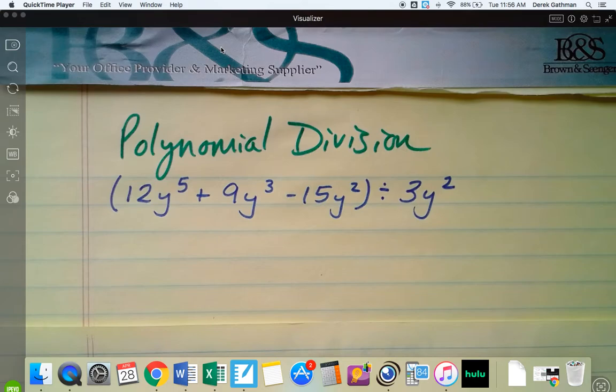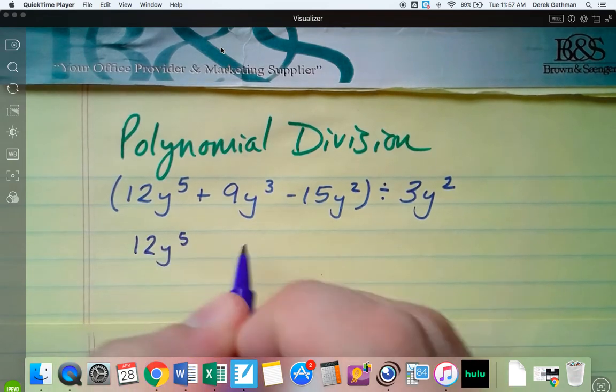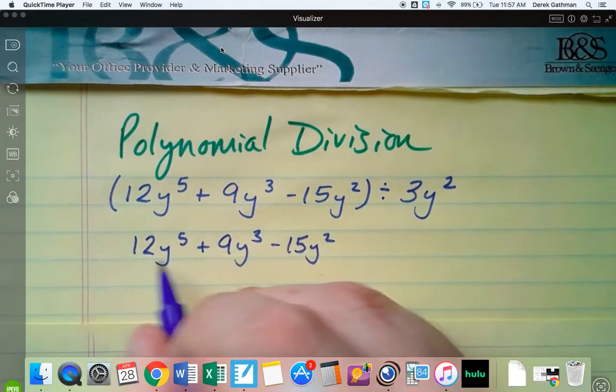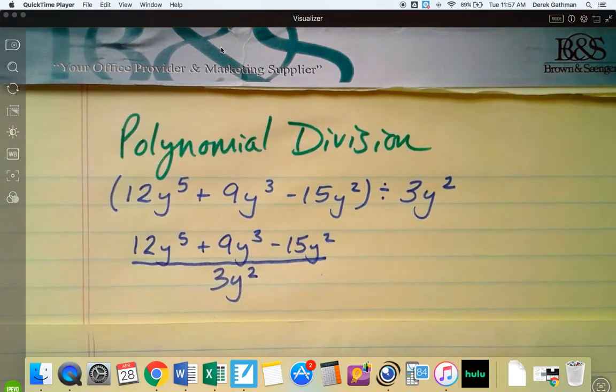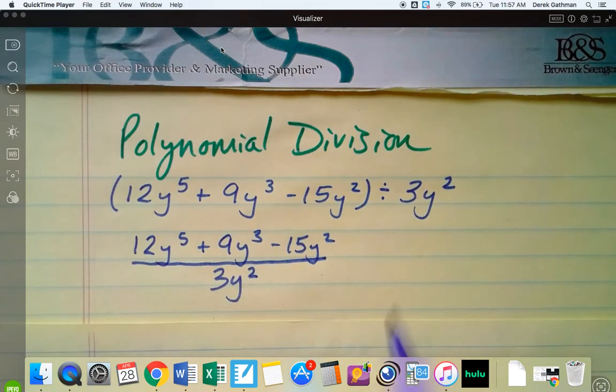So you're going to see a lot of problems like this where you have polynomials divided by different types of monomials, binomials, trinomials, different things like that. This one's pretty straightforward. It is a polynomial divided by a monomial. So this one can be pretty easy. Another way you might see that is like a fraction. And maybe it's easier for you to see it this way, but really all I'm going to do is divide each term by 3y squared.